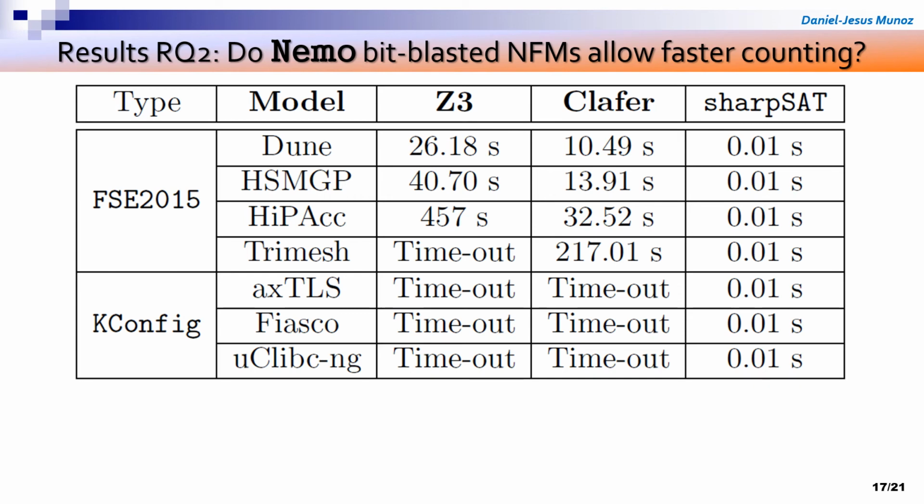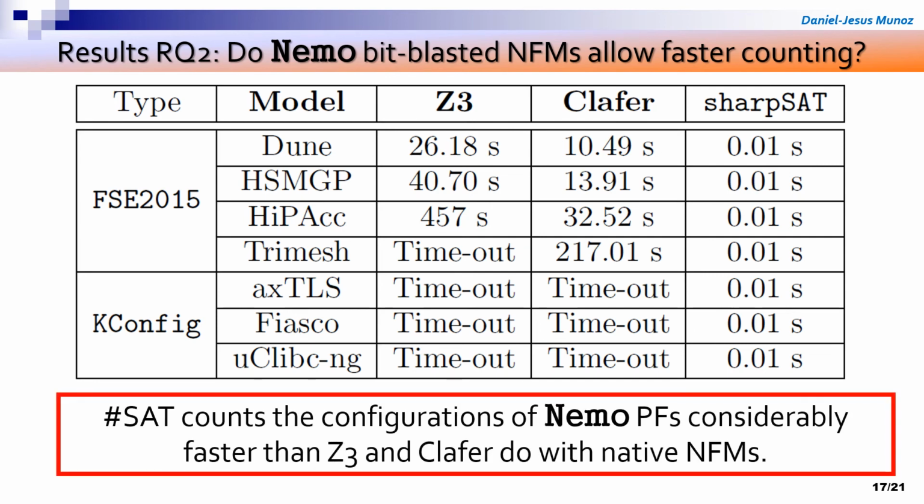Additionally, while C3 and Clafer natively supported numerical features and arithmetic to some degree, even with product lines that we consider large but not yet colossal, they took so much time that we didn't know if they hung or were just still counting. It goes even further than hours, okay? Hence, SharpSAT counts the configurations of Nemo's propositional formula considerably faster than some SMT or CP solvers can, even if they natively support numerical features.